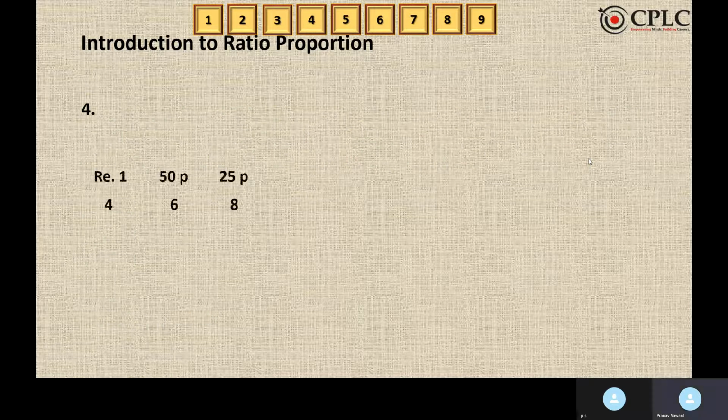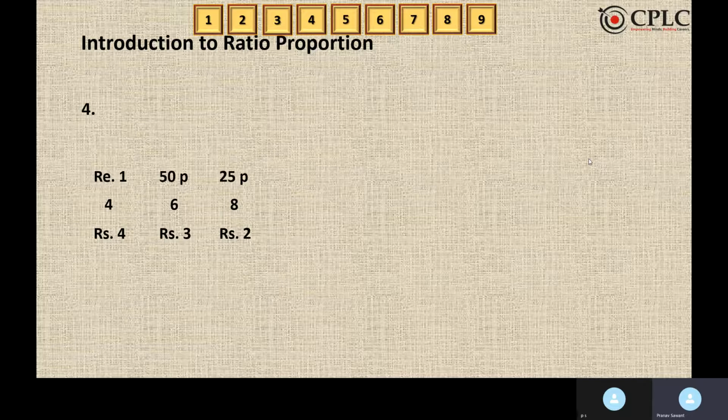We have 4 is to 6 is to 8 as the ratio. Now, let's move to the actual values. So, we have 4 1 rupee coins, 6 50 paise coins. That means we are now converting everything into 1 rupee terms. So, 50 paise, if we have 6 coins, how many 1 rupee coins can we form? We can form 3 1 rupee coins.